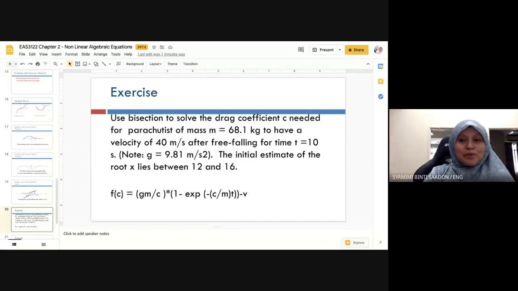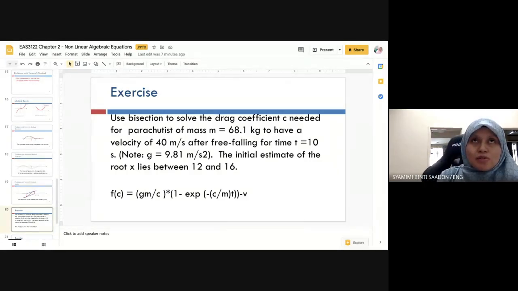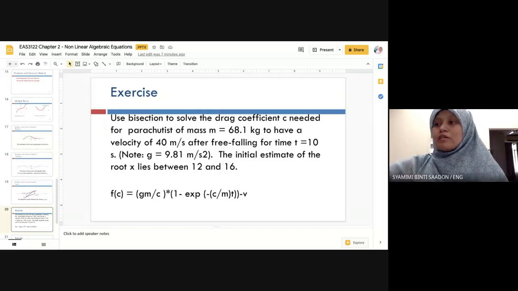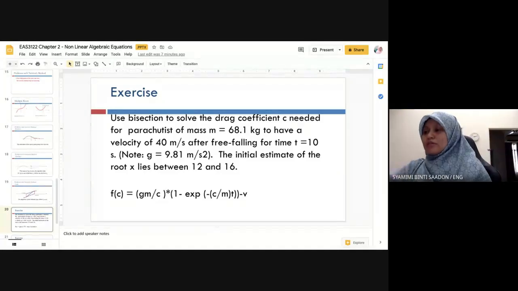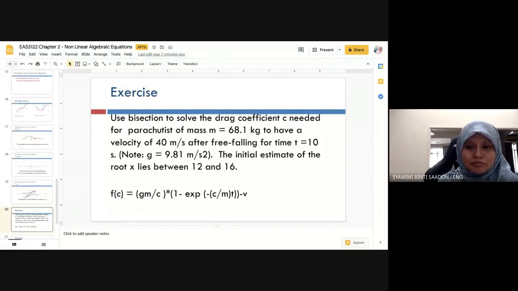Okay, so continue for the next round. Between 14 and 16, so the midpoint is 15. So you have to search for f15. The root is 14.8. Okay, short estimate, the root is 14.8.